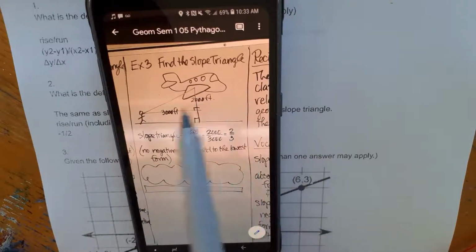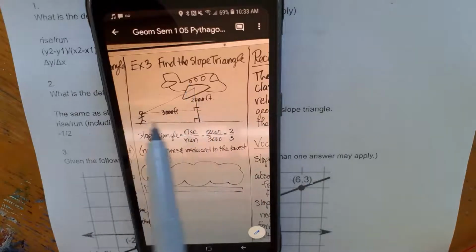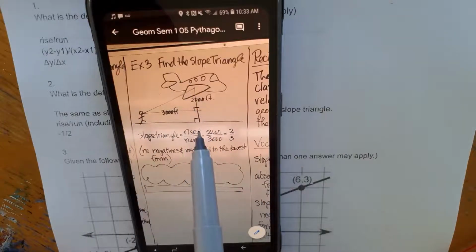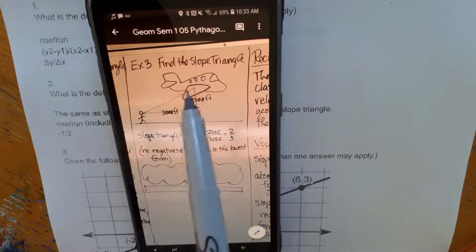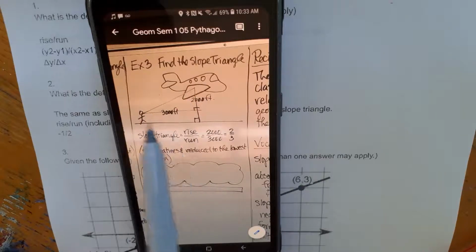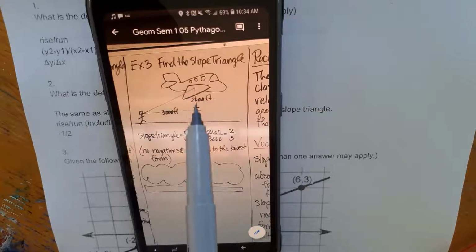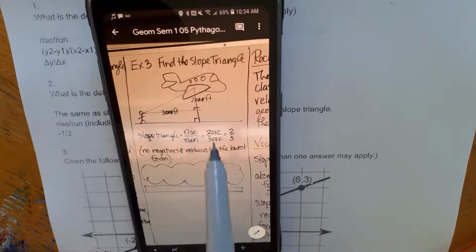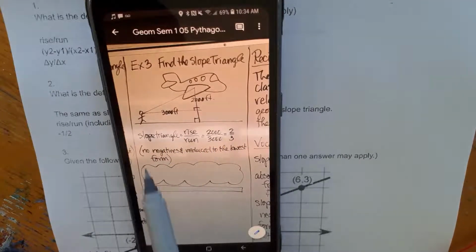Find the slope triangle. So here we have a triangle, right? We're 3,000 feet from right underneath this airplane, and this airplane is 2,000 feet up in the sky. We're wondering how far we are from the airplane, or we're just trying to come up with a slope triangle. 2/3. So the rise is 2, the run is 3. We don't have a direction on a slope triangle, and that's what the negative does. No negatives and reduced to the lowest form.